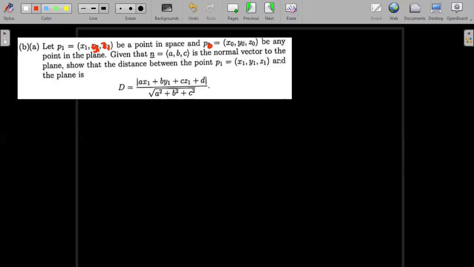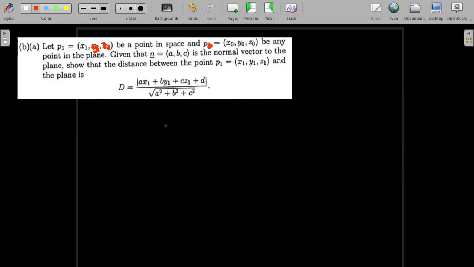Then be any point in the plane. Given that n, so this n like that, that's our normal, is A, B, C, the normal vector to the plane. Show that the distance between P, so this point P which we had, and the plane is given by this formula. So we must show that the distance is that.